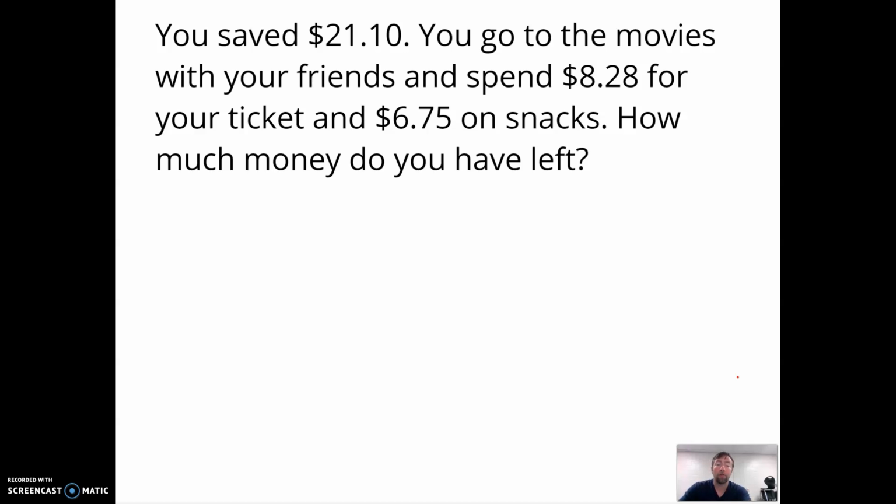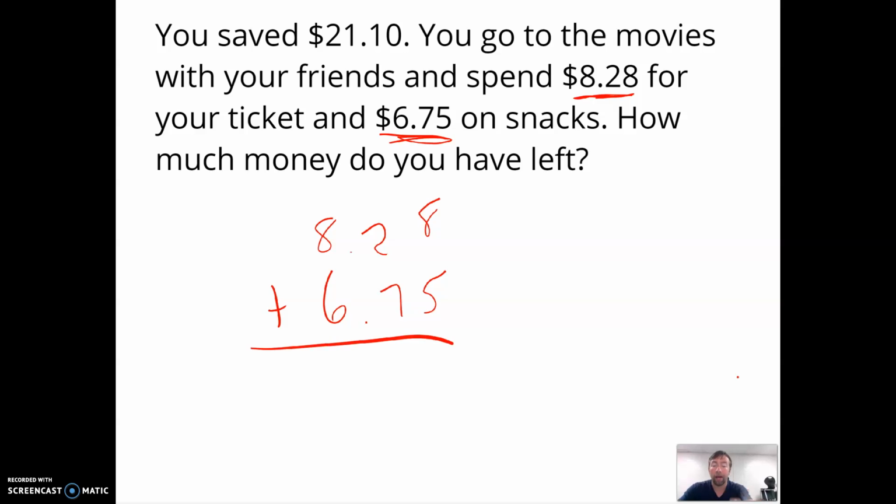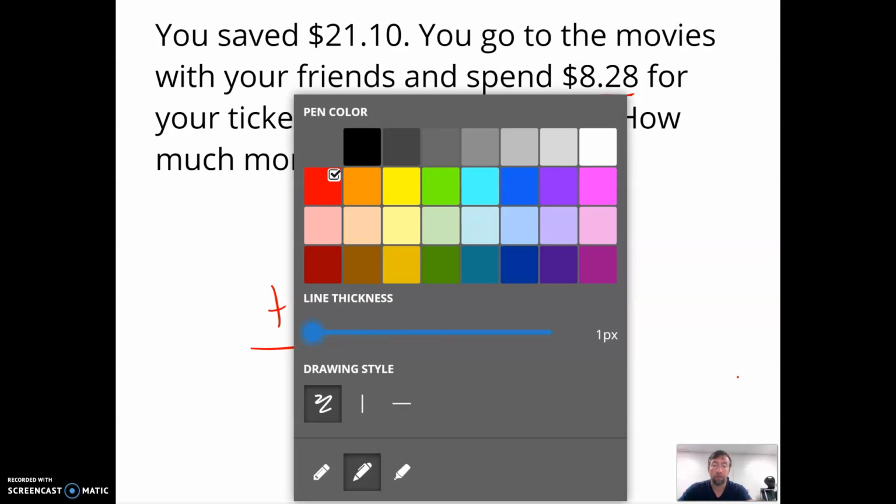Well, I went to the movies with my friends and the ticket cost that much, $8.28. And then I spent this much more on snacks. I know the total, two things I need to add. I need to add up the two parts that I spent, and that'll be the total. So I'm just going to line up my decimals, which isn't hard since they have the same number of places. And I'm going to add up these two numbers first.